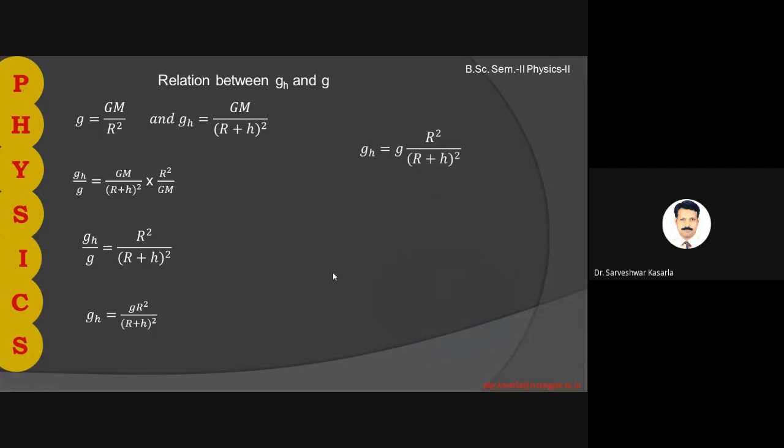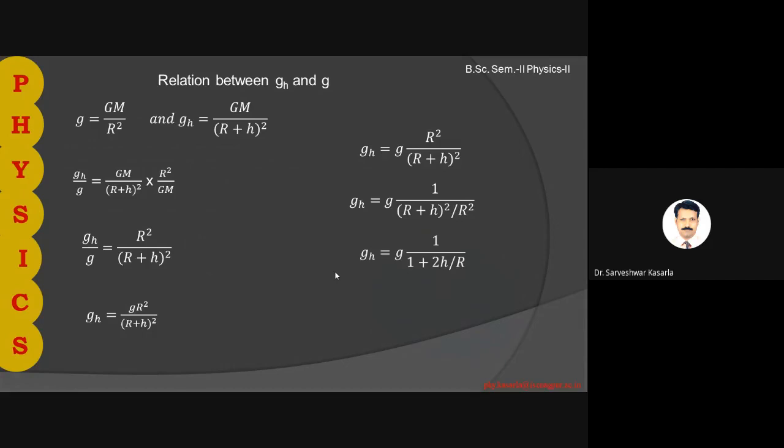So g_h may be put in the form g into R square upon (R plus h) whole square. As I said, g_h is equal to g_s. So this is just rearrangement. We have divided that R square, which is in the numerator, to the denominator.